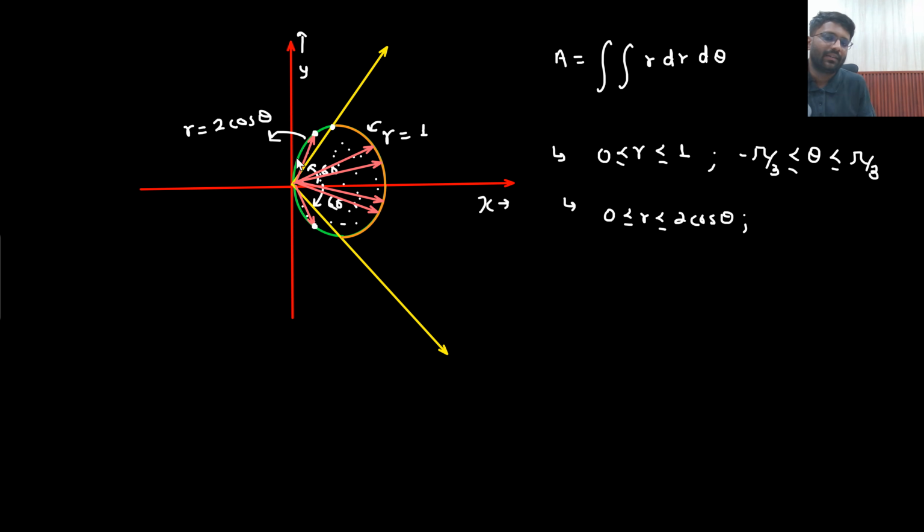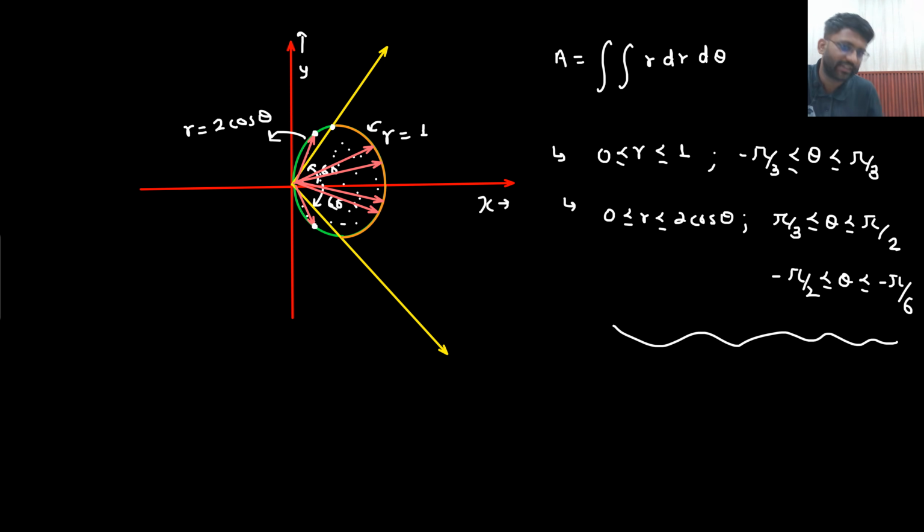For how much angle? The angle is from 60 degree to 90 degree. Along with that, the angle is from minus 60 degree to minus 90 degree, or better, I should come from minus 90 to minus 60. So these are the limits. Did you understand the limit or not? This is how you need to put the limit.